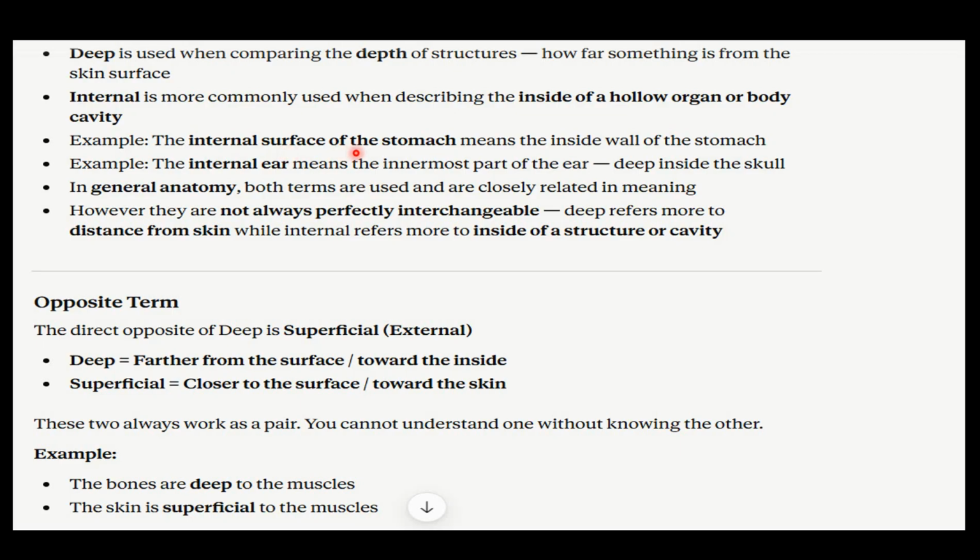Now let's see some examples. The internal surface of the stomach means inside the wall of the stomach. The internal ear means the innermost part of the ear, deep inside the skull.